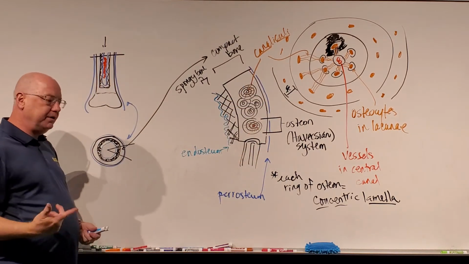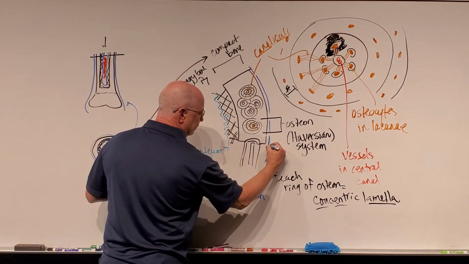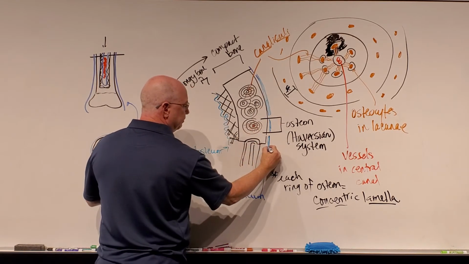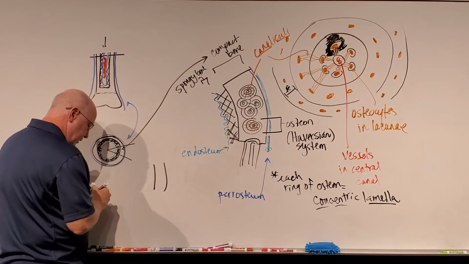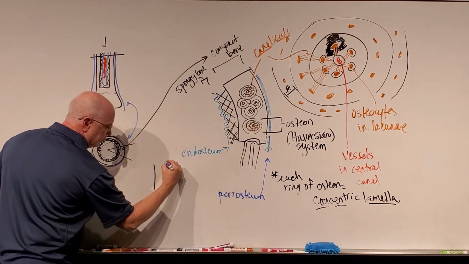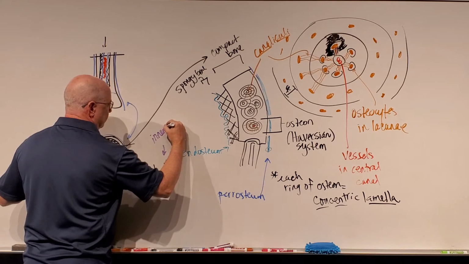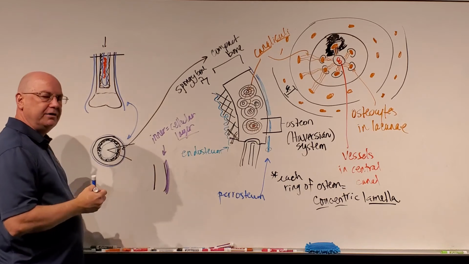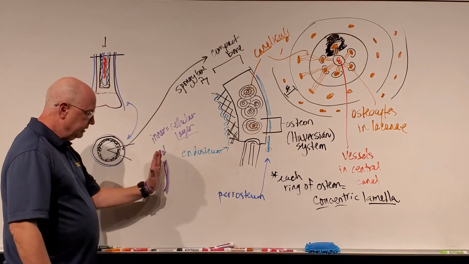It turns out that both the periosteum and the endosteum have 2 layers. If I were to cut a piece of the periosteum and look at it, with bone tissue here, the periosteum is made up of 2 layers. The inner layer is called the cellular layer. The reason it's called the cellular layer is because embedded in it are a bunch of cells called osteoprogenitors and osteoblasts. That's where they live.